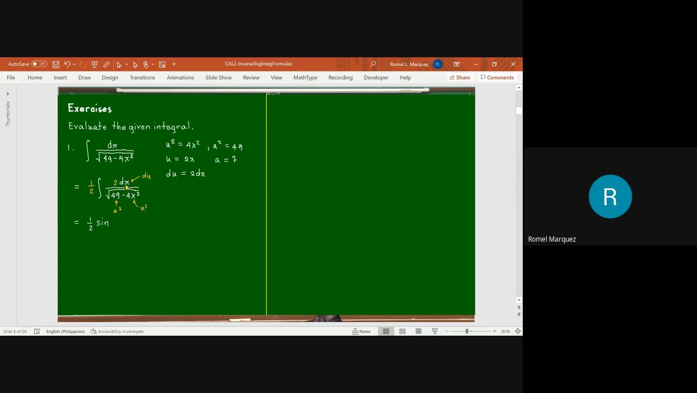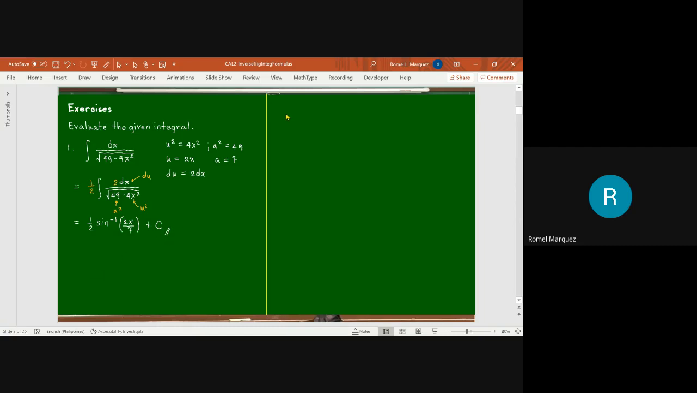The answer to the integral of du over the square root of a squared minus u squared is inverse sine of u, but what is u? 2x over 7, our a. So that is inverse sine of 2x over 7, plus c. Is that clear, guys? Do you have any questions here?